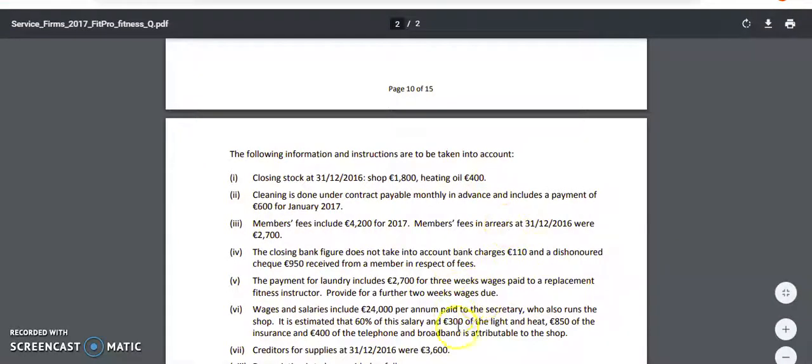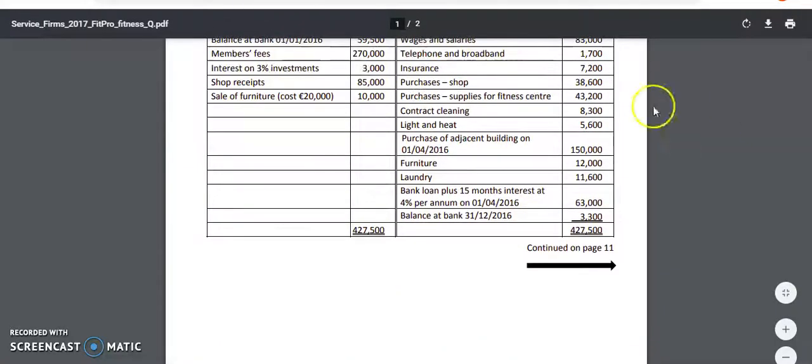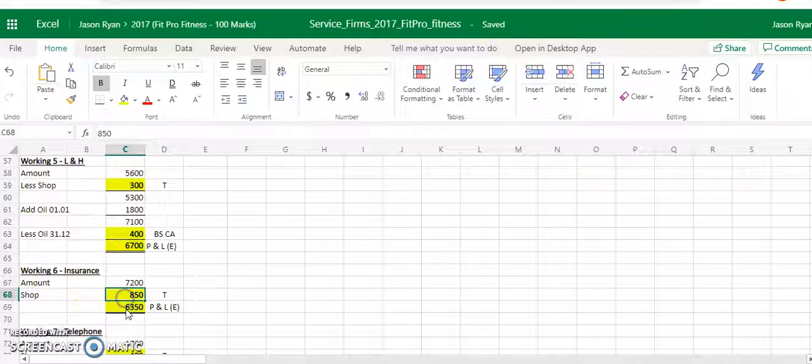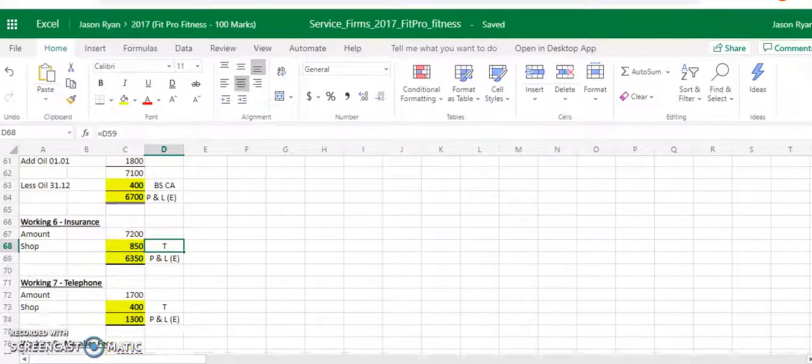The next item then that we have is 850 for insurance. So our insurance in the question is 7,200. So it's just going to be 7,200 minus 850 to give us 6,350. So that's going to go into your profit and loss as an expense, and the 850 is going to go into your profit and loss for the shop.